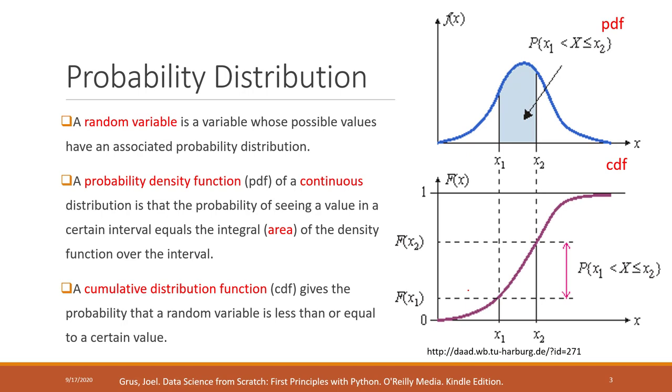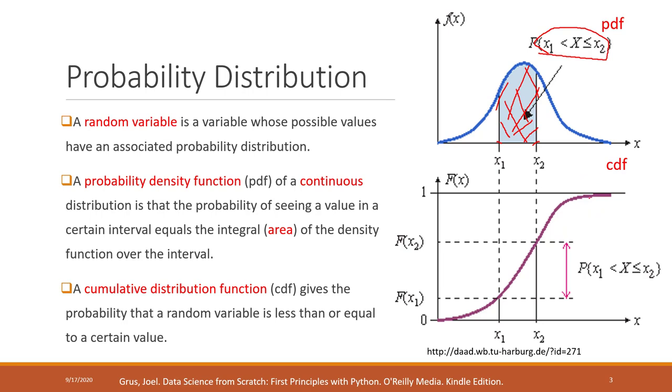Okay, so let's just see an example. For the PDF, normally the curve is like this, and if you want to see the probability of seeing a variable within a specific range, that is an area. For example, for this PDF function, if you want to see a value between x1 and x2, the probability of seeing that value within this range is those areas. Okay, so that is the probability of seeing that value.